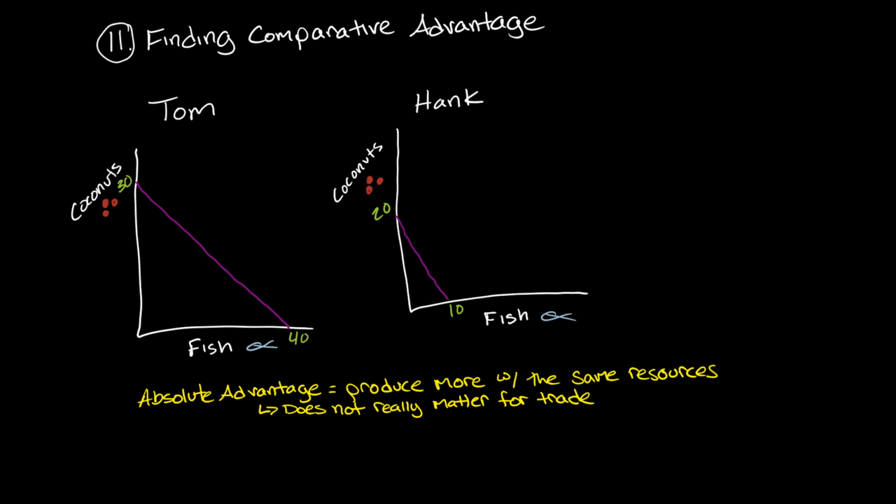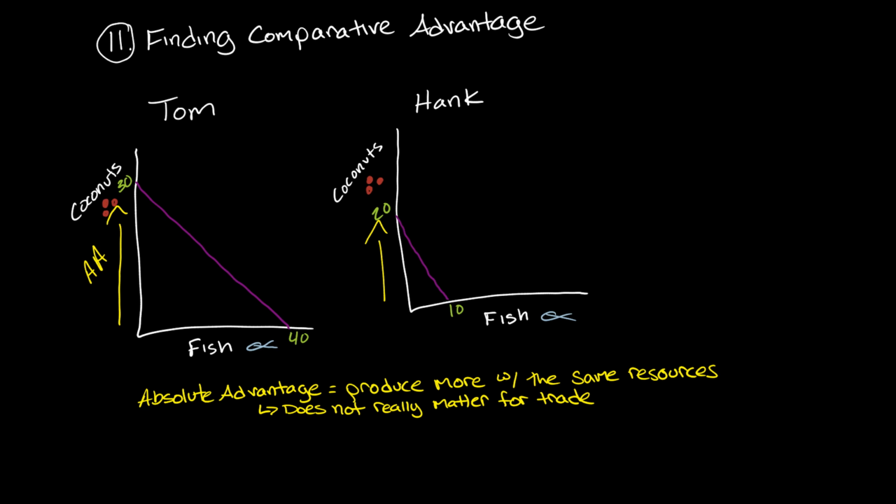And so given that they have a set amount of time, we can tell really easily who has absolute advantage in coconuts. So we see that given this set amount of time, Tom can produce 30 coconuts, whereas Hank can only produce 20, meaning that since Tom can produce more, Tom has absolute advantage in the production of coconuts. He's just objectively better at gathering coconuts than Hank is.